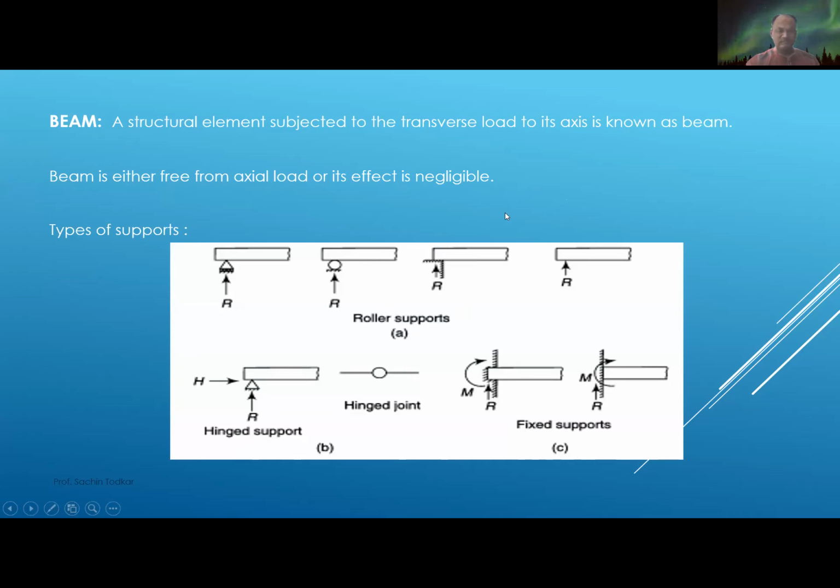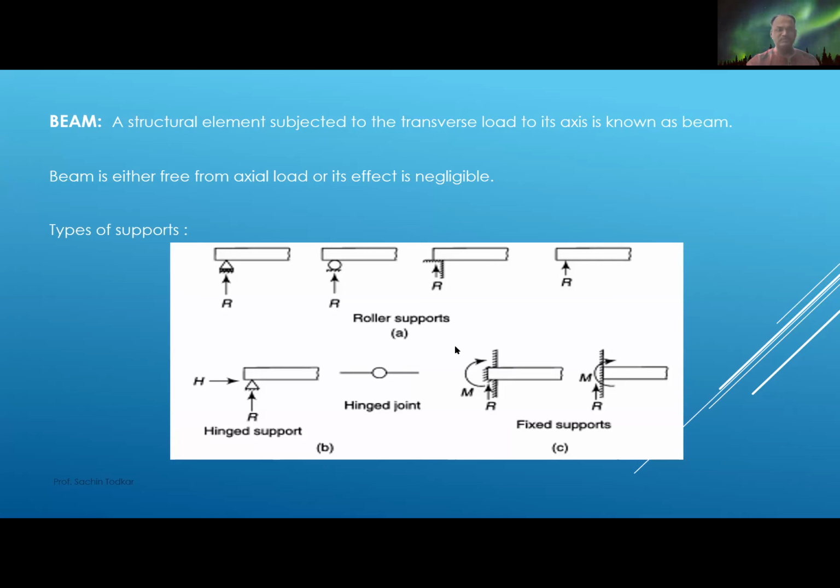A structural element subject to transverse load to its axis is known as a beam. A beam is either free from axial load or its effect is negligible. In civil engineering, the axial loading is negligible. In mechanical engineering, if we are considering a shaft as a beam, then for helical and bevel gearing, we get the axial loading also. But right now, in second year, we are going to neglect the axial loading.